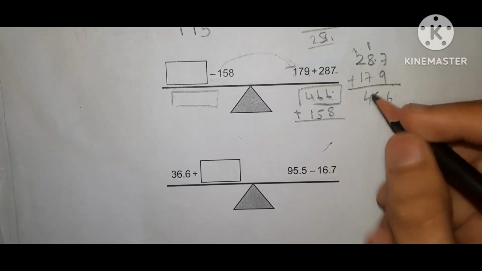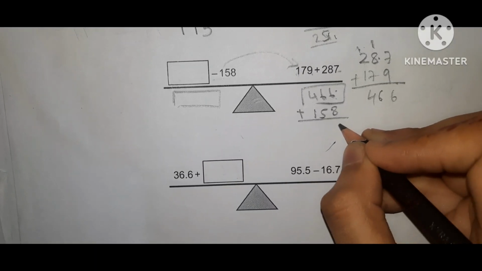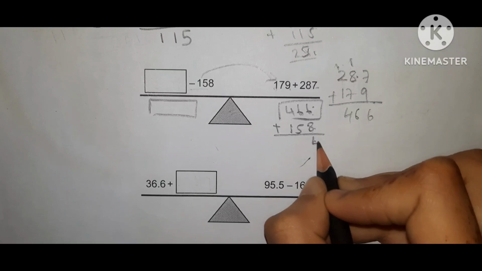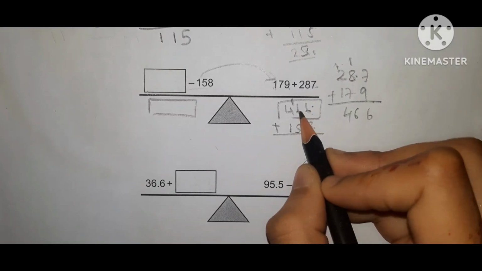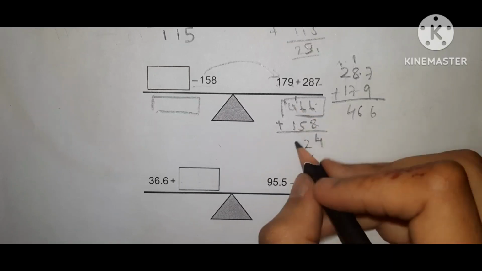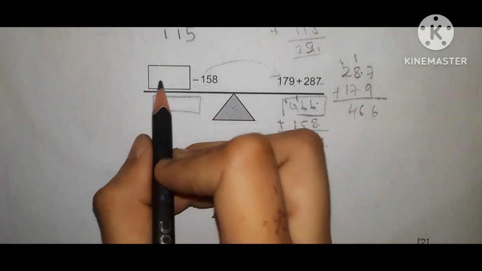6 plus 8, 14. 4 carry a 1. 6 plus 5 plus 1, 12. 2 carry a 1. 4 plus 1 plus 1, 6. 624.